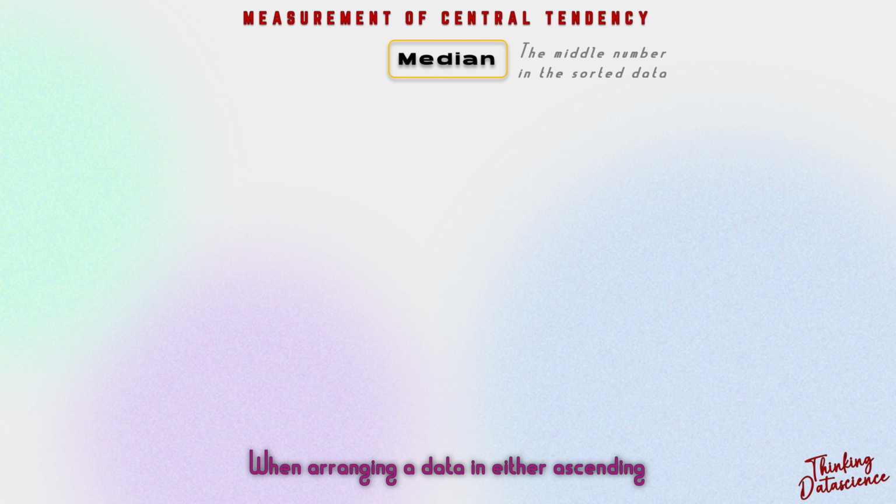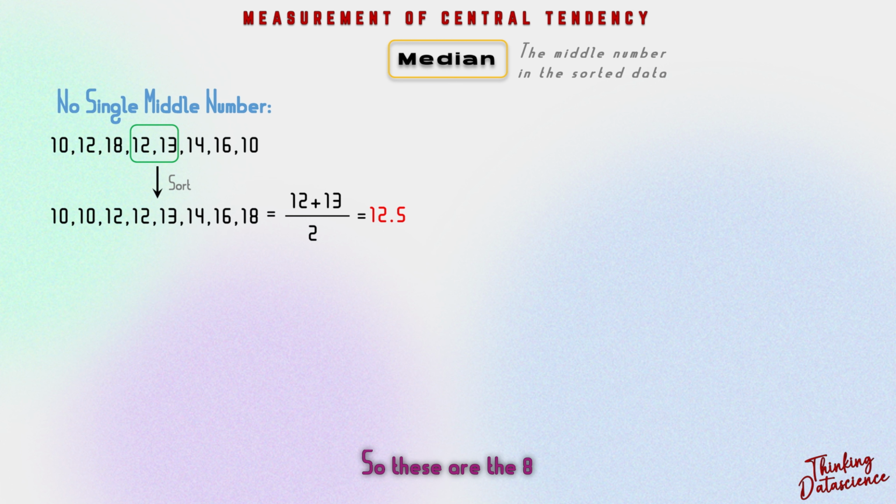When arranging data in either ascending or descending order, the median is the middle value. Let us take those 8 numbers for which we took the mean earlier. So these are the 8 numbers as shown in our slide. If you want to find the median, you arrange them in sequence in increasing or decreasing order. I have arranged them in increasing order, the smallest number first and the higher numbers after, and so on. As we see, there is no middle number.